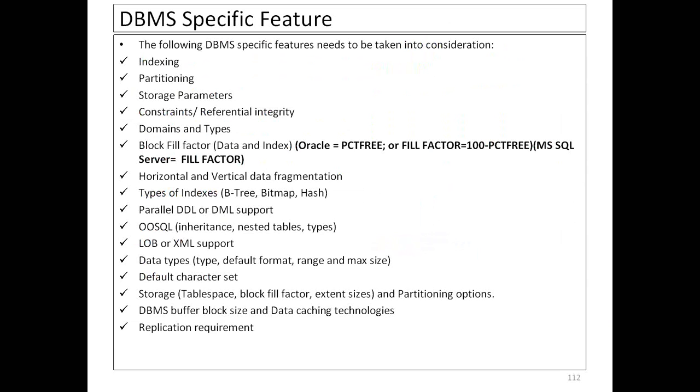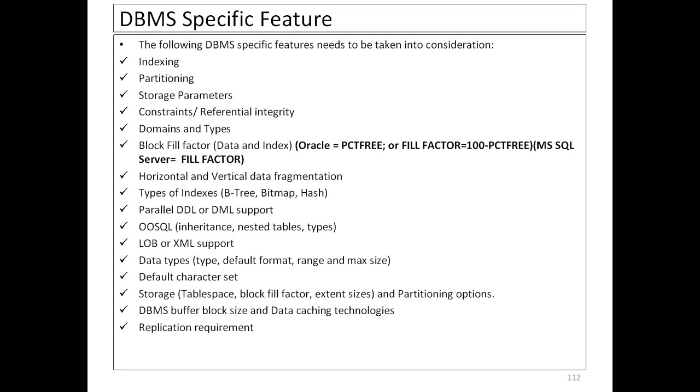Let's move ahead with the DBMS specific features. The following are the DBMS specific features which need to be taken into consideration, like indexing, partitioning, storage parameters, block fill factors, like for Oracle PCT free or fill factor equal to 100 minus PCT free. For MS SQL it is always the fill factor. So all these things need to be taken into consideration as you develop your physical data model.